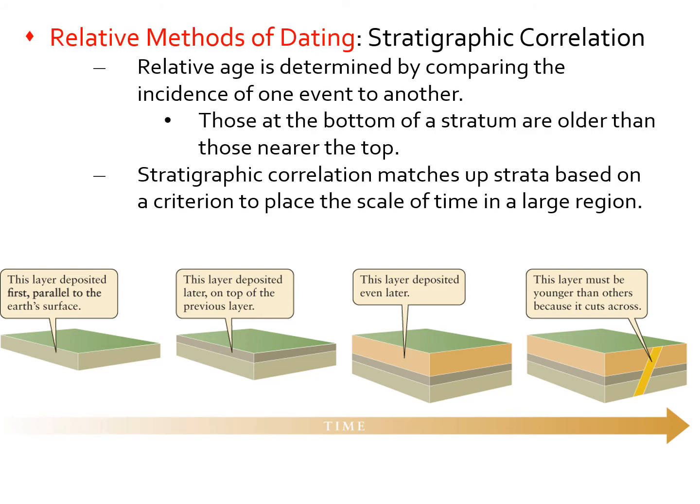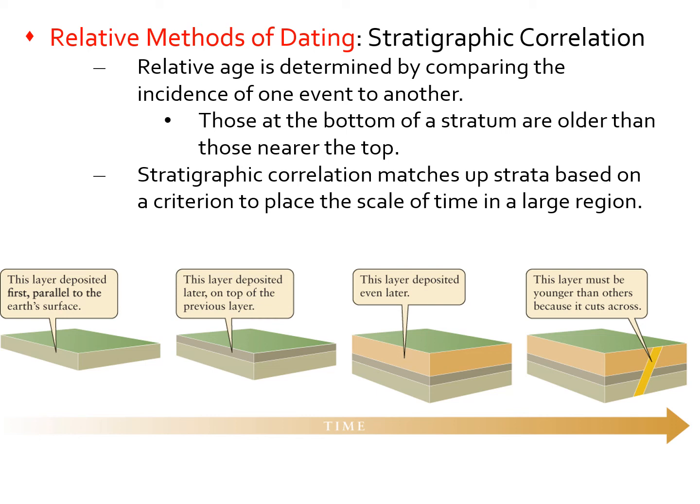We'll look at more chemical dating, and then we'll look at something called relative methods of dating. One of the first ones we'll look at here is something called stratigraphic correlation, right? So the relative age is determined by comparing the incidence of one event to another. In essence, those incidents you're looking at are the different layers of Earth. And we all know, based on the law of superposition, that those at the bottom of the stratum are older than those at the top, right? So the layers at the bottom are older than the layers at the top.